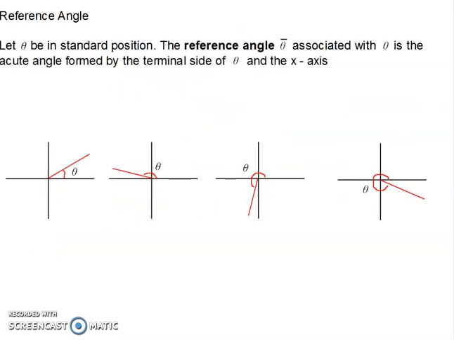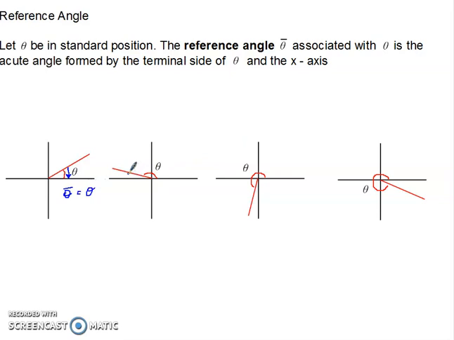Reference angles. Let theta be in standard position, meaning that our initial side is on that positive x-axis. Our reference angle associated with that theta is the acute angle formed by the terminal side of your angle and the x-axis. So essentially, it's just how do we get to the x-axis in the quickest way. If I have an angle in the first quadrant and I want to go back to the x-axis, the quickest way would just be to go back the way I came. So the reference angle would be equivalent to the angle itself in this case.